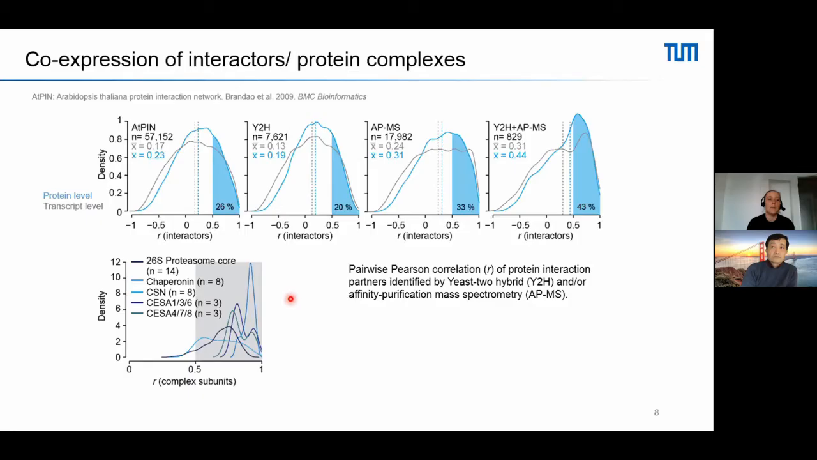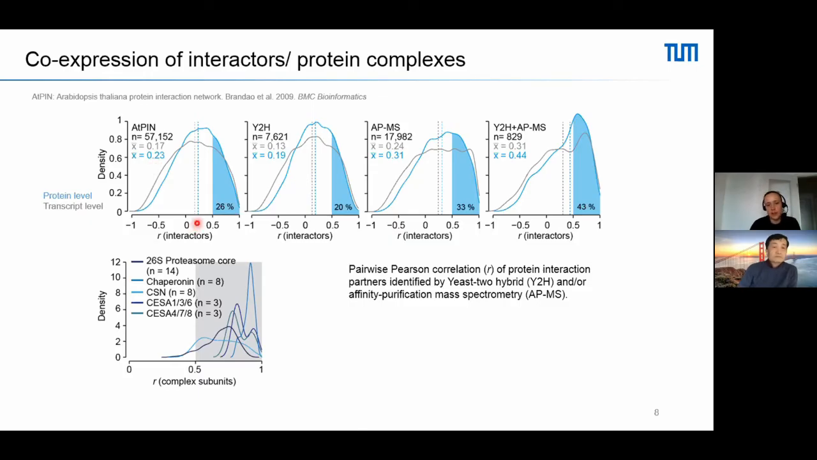So we used a dataset of Arabidopsis protein expression, the reported protein interaction dataset, where we have a lot of pairwise interaction partners, and we calculated the pairwise Pearson correlation of these protein interaction partners in our dataset. When we do this, we get a distribution of the Pearson correlation of all the protein pairs. You can see here in blue the distribution of the Pearson correlation coefficients on protein level, and gray is depicted on transcript level. If we use the whole dataset, we get a quite low average Pearson correlation of just 0.23.